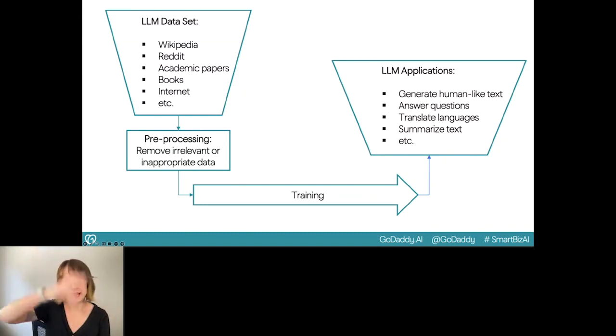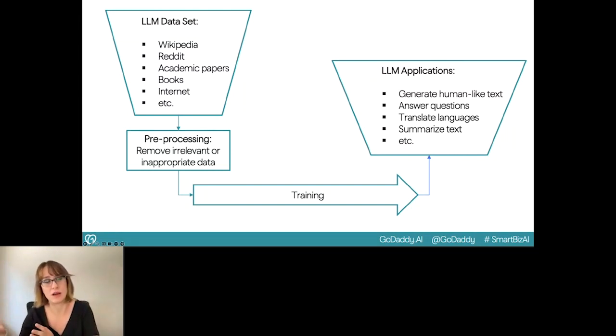Then all of that data, all of those books and academic papers, Wikipedia, just the whole internet even, goes through pre-processing to remove irrelevant or inappropriate data. And then it starts training, and that allows us to output things that look like human text, that are able to answer questions and make context connections. It can even translate language. It's really great at summarizing text. And ultimately, all this pre-trained mass of writing and responses is basically like a highly advanced word calculator.